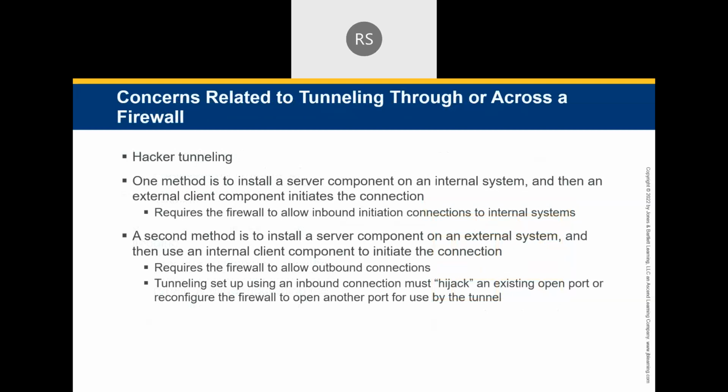Hacker tunneling involves bypassing firewall restrictions to establish unauthorized connections between internal and external systems. One method of this is where the attacker installs a server component on an internal system that allows the external client's component to initiate the connection. Now, this method requires the firewall to allow inbound initiated connections to internal systems, potentially exposing them to external threats.